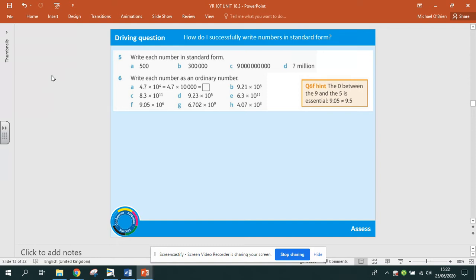Okay, so here's some numbers in standard form. Write each of these numbers in standard form, then convert the numbers at the bottom into ordinary numbers. So it's basically what we've been doing so far, but this gives you a little bit more time to practice. So pause the lesson now and return when you've got your answers.